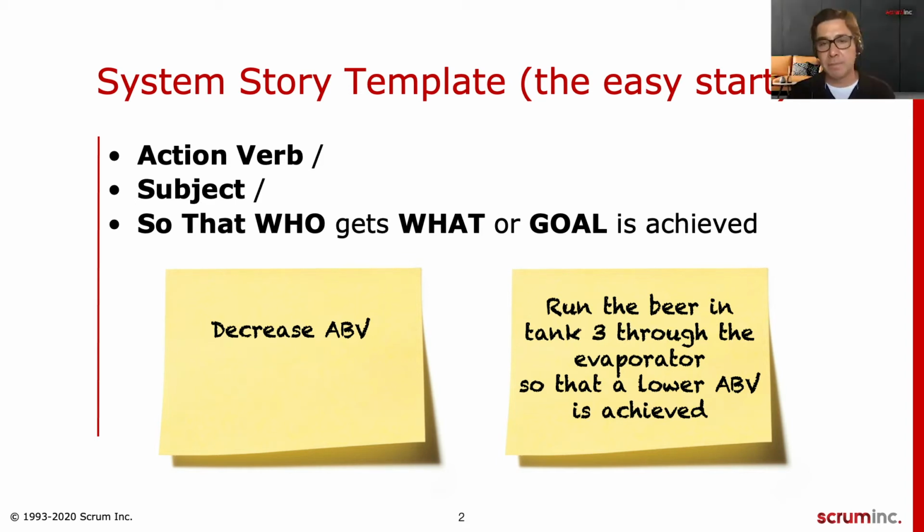So if we could, let's go back here to system story. And I'm curious, we've talked a lot about the strength. Its format is pretty clear. Action, verb, subject, what they're going to do, right? Or what's going to have the thing done to it, or what's going to happen, so that who gets what, or what goal is achieved. What is the weakness of this particular system story?